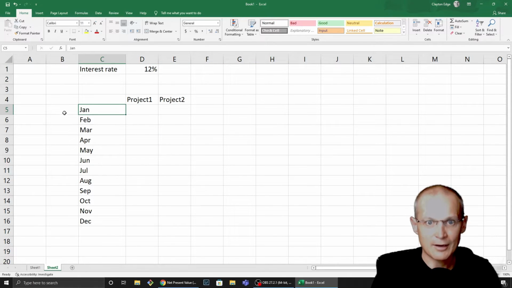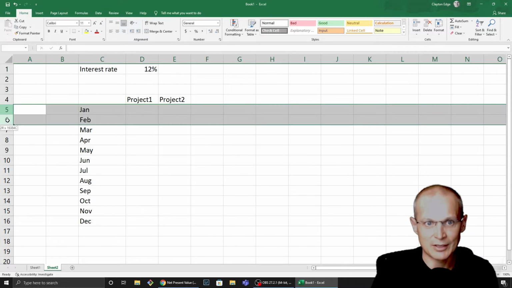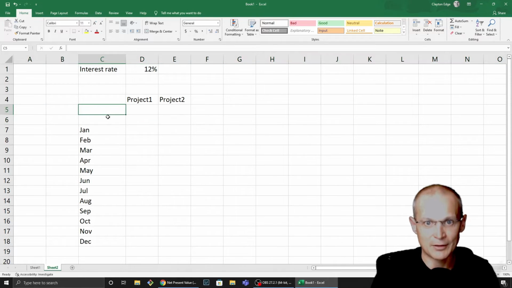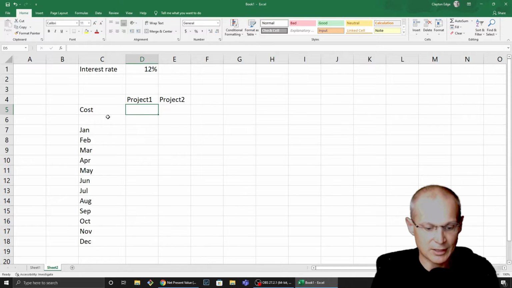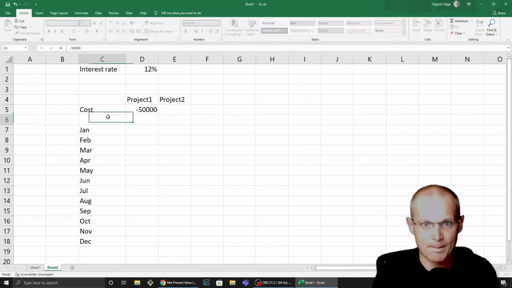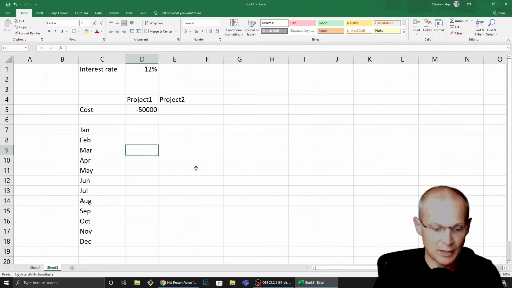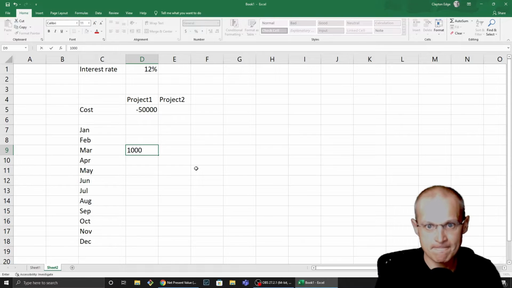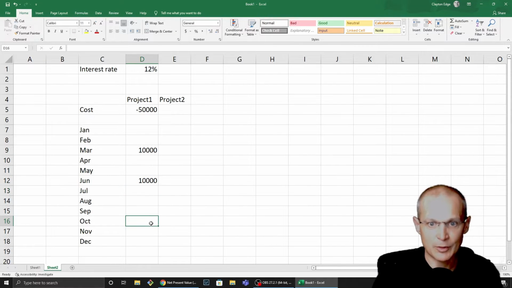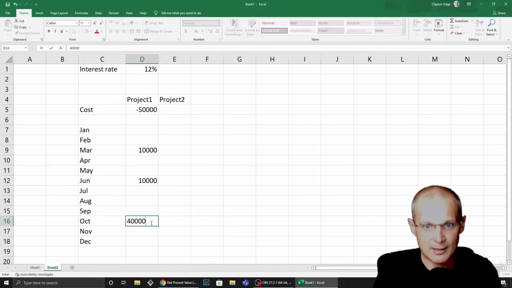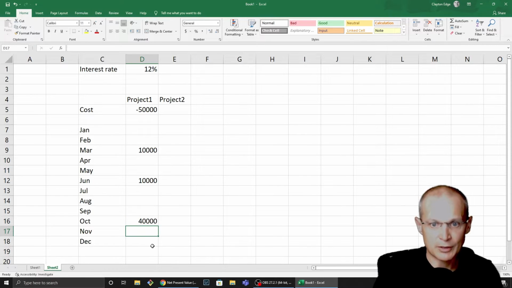Okay, now firstly, these projects have got costs, right? So we're going to have to put in a value for the project cost to start with. And we're going to say for the first project it's going to cost us $50,000. And in terms of the benefit we're going to get from this project, we're going to see some return come back in March of $10,000, some in July of another $10,000, and then in October we're going to see $40,000 coming back again. So overall the project's going to cost us $50,000, and we're going to be making an extra $10,000 on top of that.